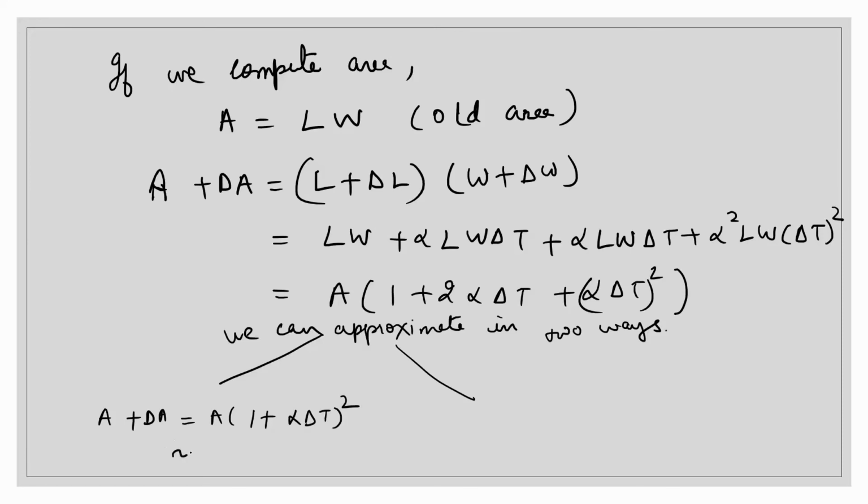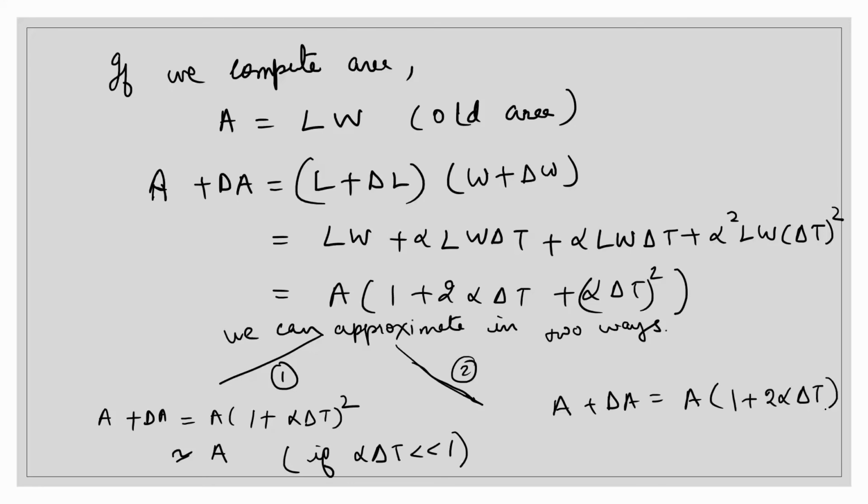So this will be approximately equal to A if you find that alpha delta T is very much less than 1. This tells you that there is no expansion. And another way is that A plus delta A is equal to A into 1 plus 2 alpha delta T. Now this approximation is true when you consider that the term alpha delta T whole square is very much less than 1. So you ignore this term and then you find the approximation.